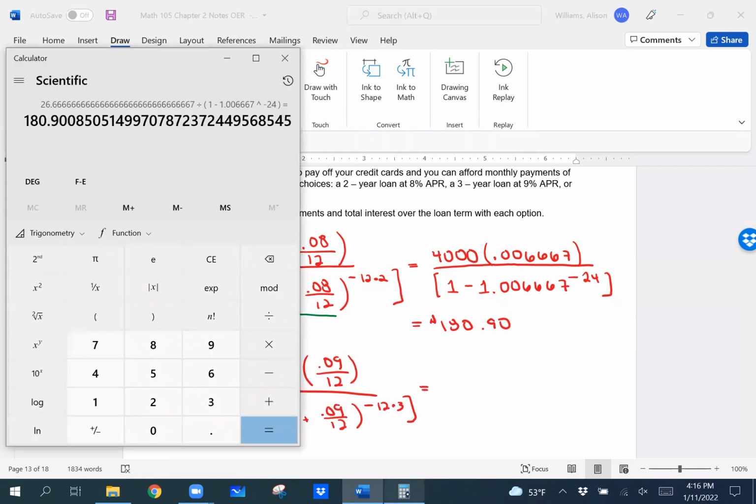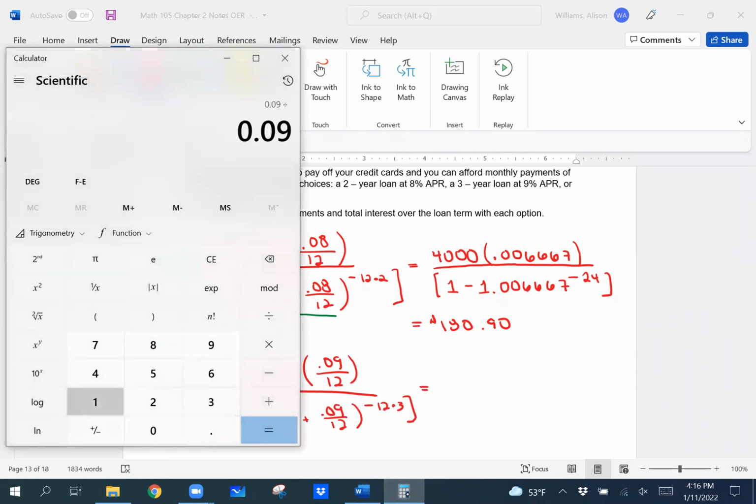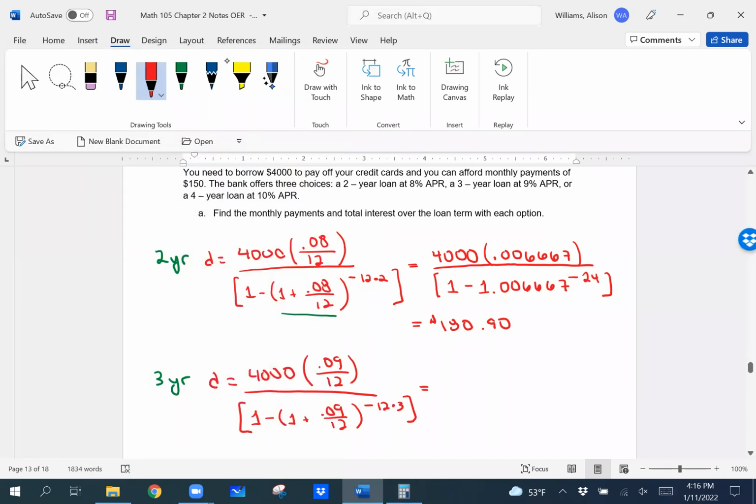And let's check: 0.09 divided by 12. I believe that comes out nicely. Yay! 0.0075.